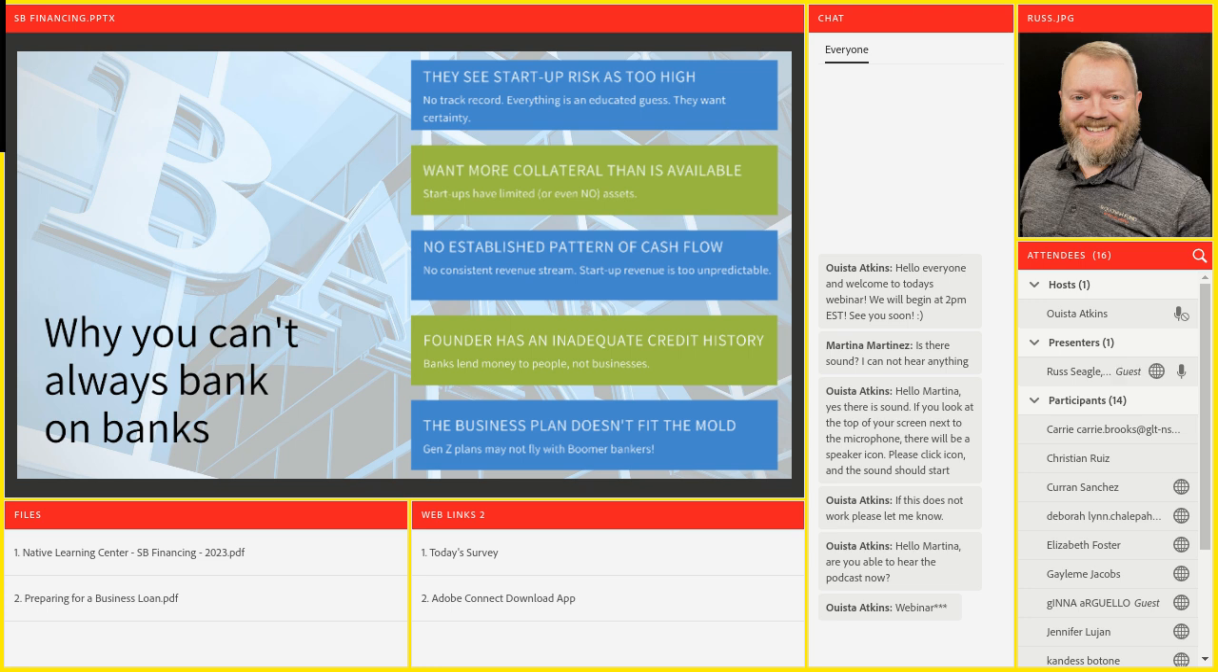You also have no established pattern of cash flow. A brand new business, until it's about 2 years old, is considered a startup. There's no consistent revenue stream. Maybe you're still figuring out your pricing. Maybe your customers are still discovering that you even exist, but your revenue is too unpredictable to get a bank to take you seriously.